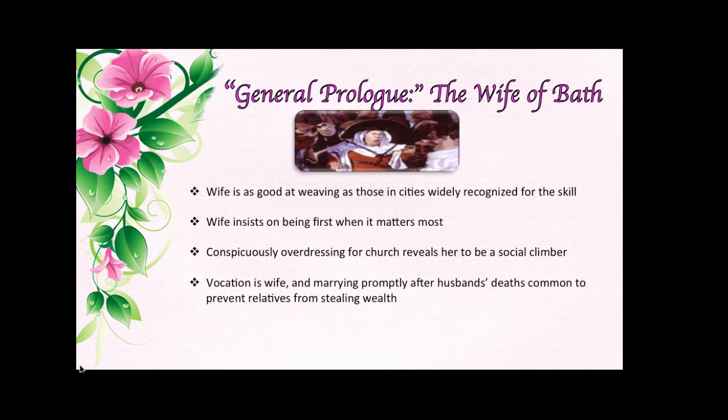Now, Cooper points out that marrying promptly after husbands' deaths was very common in medieval England because women were not actually allowed to legally own anything. Everything belonged to a woman's father before she was married and her husband afterward. If a woman is left a widow, this left her very vulnerable, according to Cooper, to have relatives of either hers or her deceased husband's swoop in and literally take everything away from her.